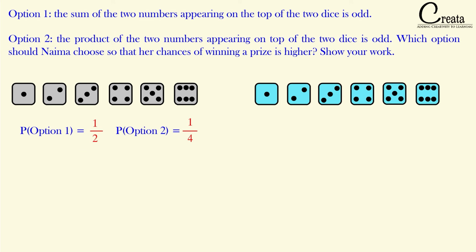In option 1, the probability is 1 by 2, and in option 2, the probability is 1 by 4. 1 by 2 is 0.5, that is 50%. 1 by 4 is 0.25, that is 25%. The probability of option 1 is 50%, which is higher as compared to the probability of option 2, which is only 25%. So the answer is option 1. She should go with option 1 as it has a higher probability of winning the game. That is the answer to the question.